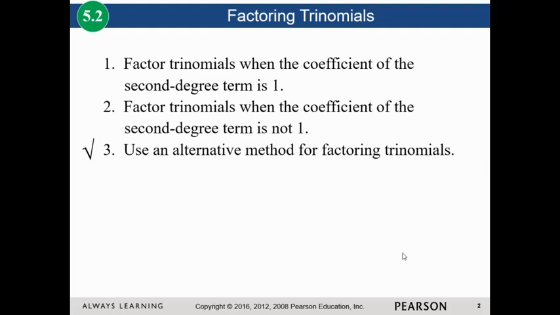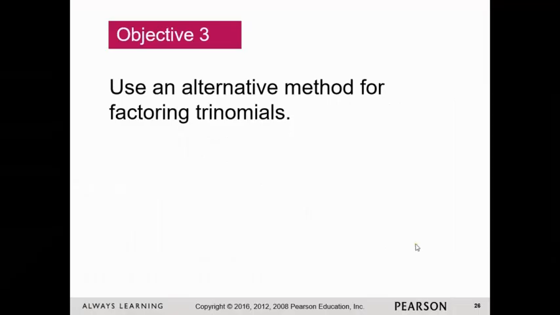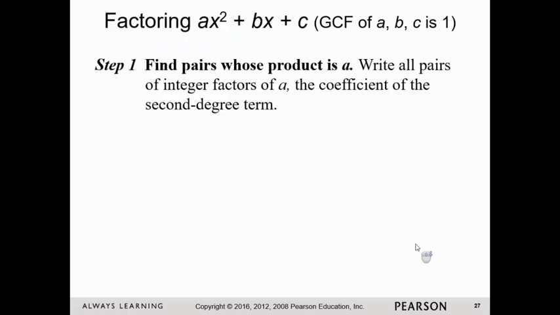Specifically, I would suggest the AC method. It seems to be a really systematic method of factoring these things. But here we do have to include this alternate method for factoring trinomials. So again, here we are. Objective 3, use an alternate method for factoring trinomials.